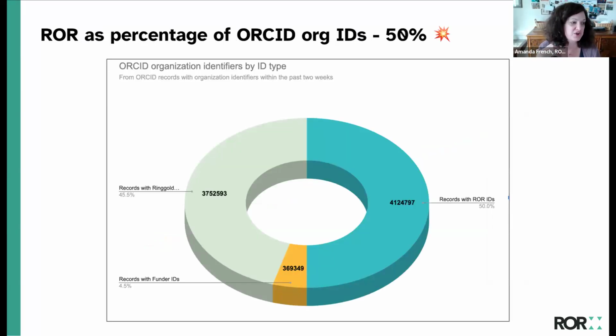And one nice little milestone is that now over 50% of ORCID records have at least one ROR ID in them. But at some point it will be 100% or 99%. And at that point, I will stop showing you these charts, just as we don't show them for OpenAlex, because basically every organization in OpenAlex pretty much has a ROR ID. So this is great.